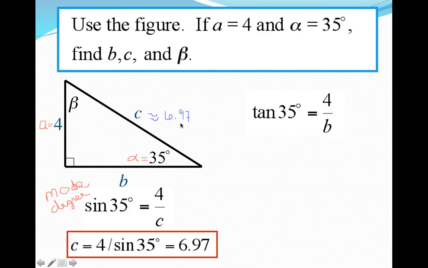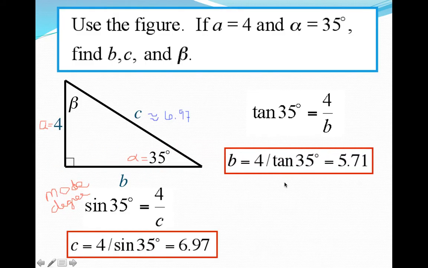We don't want to use this 6.97 to try to find the tangent or any other piece of information because we've rounded this. We always want to go back to our given information. Plus, if we made a mistake here, then that would make all of our answers wrong. So I'm always going back to my given information, which is the 4 and the 35. So I know that the tangent of 35 is equal to the opposite over the adjacent. So the tangent of 35 is 4 over B. So that's what I'm going to use. I'm going to multiply both sides by B and then divide by the tangent of 35 degrees.